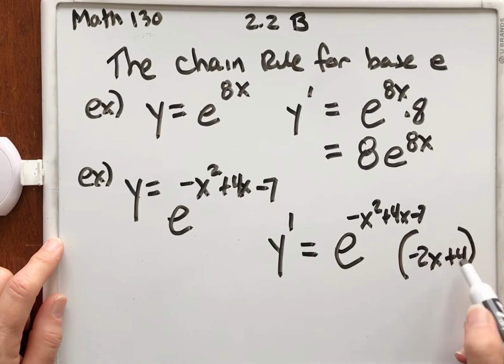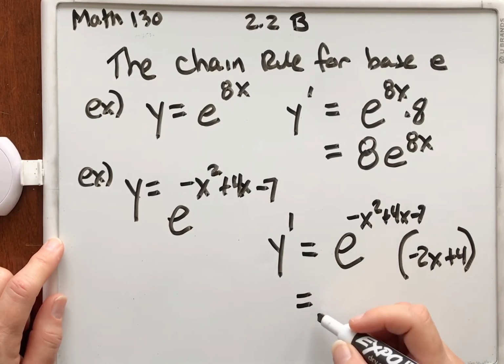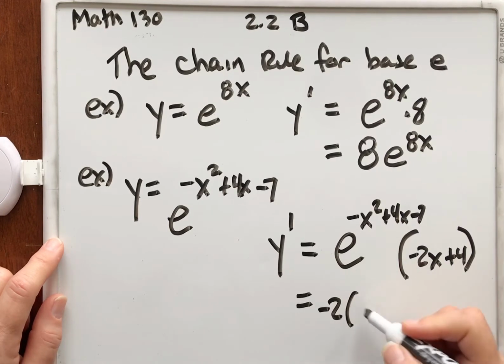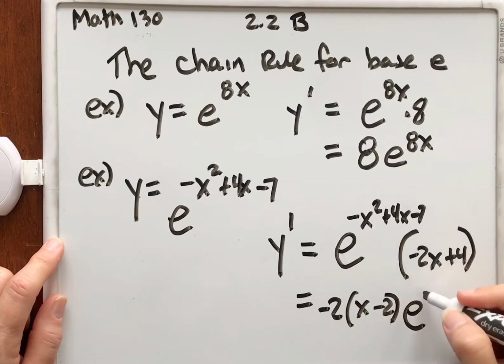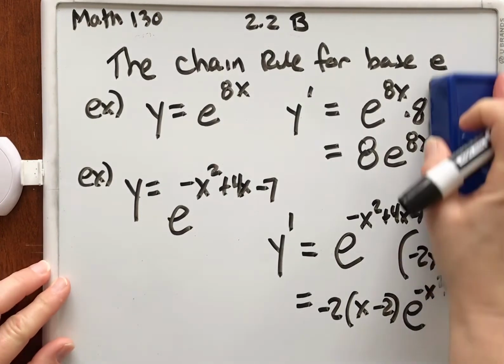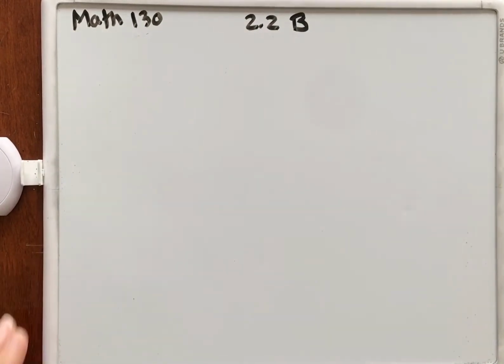Okay, notice they have a 2 in common. I'm going to bring out the 2. I'm going to bring out a negative 2, actually. Okay. Then we have x minus 2, and then e to the negative x squared plus 4x minus 7. Okay? All right. Now let's do another one. This one's more complicated. Still can do it, though.